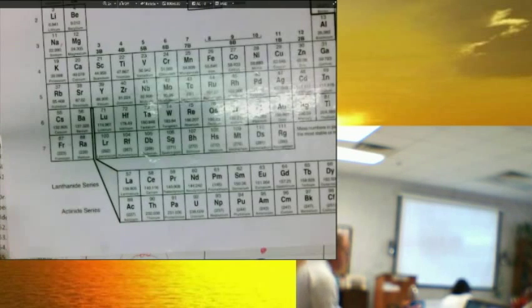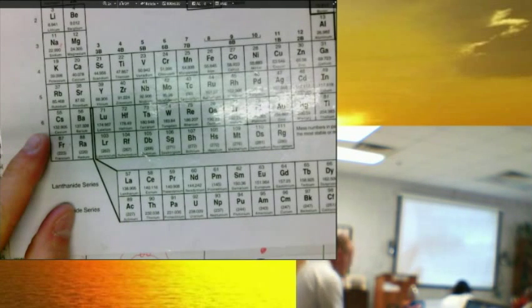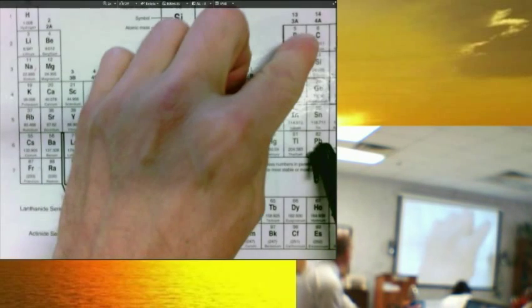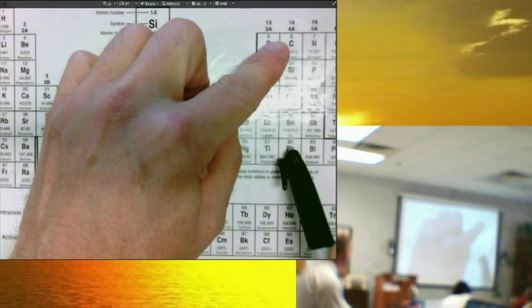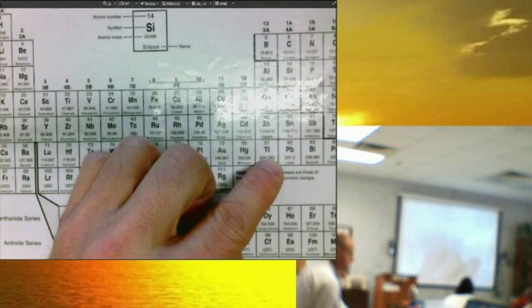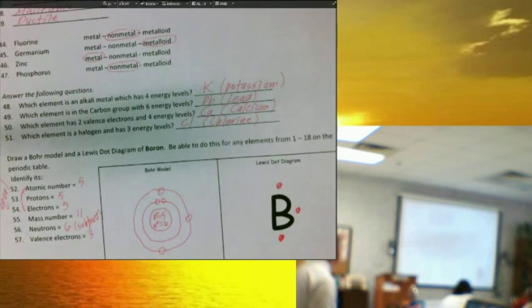So it is potassium right there. The next one, what element is in the carbon group with 6 energy levels? You go to the 6 energy levels here, you go across until you get to the carbon group, and there's the carbon group, which is the top one here, carbon. You go down to the 6 energy levels and you see it's lead. 50 is calcium, and 51 chlorine, using the same principle.